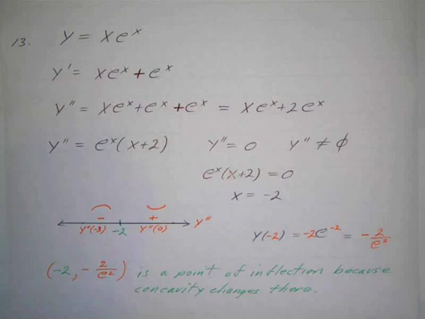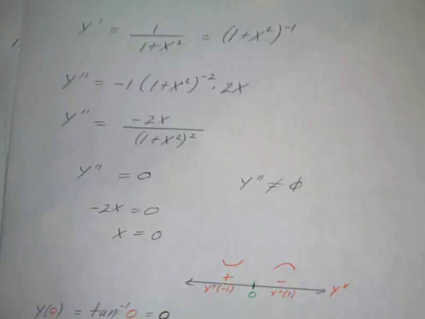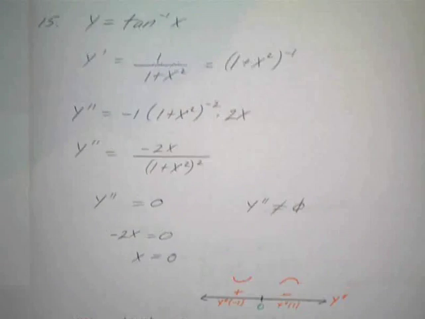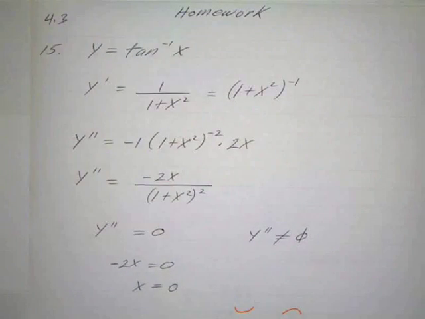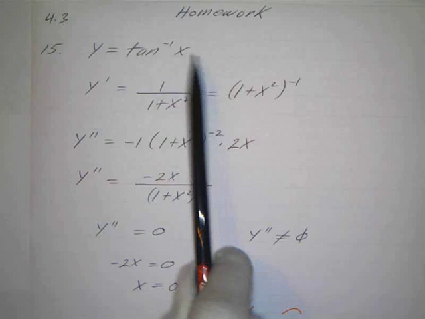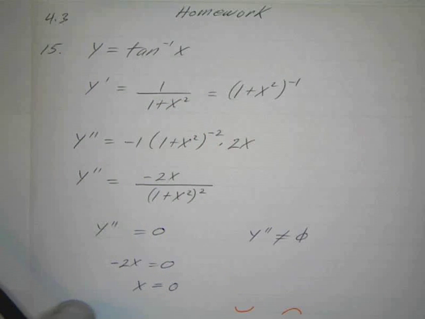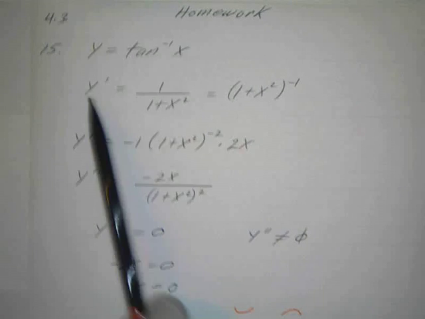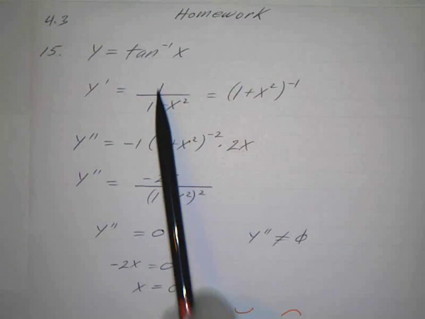And the last one, number 15. Again, this is on 4.3. y equals the inverse tangent of x. So again, we want to find the points of inflection. So we have to take the second derivative. So the first derivative is y prime equals 1 over 1 plus x squared.